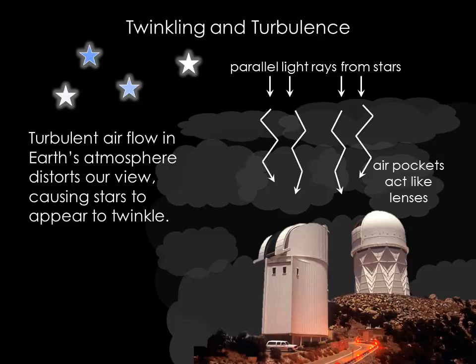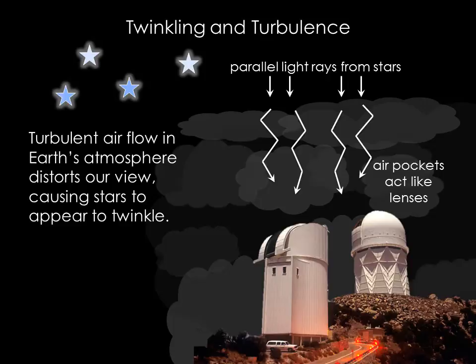To understand turbulence, imagine a penny at the bottom of a very still pool. It's easy to see. Now imagine someone does a cannonball into the pool. The water gets wavy and the image of the penny jumps around. Being on Earth under the atmosphere is sort of like being at the bottom of a pool. To do astronomy, we have to look through layers of air. The more still the air is, the easier it is to see the stars.